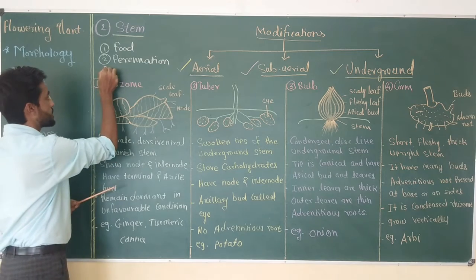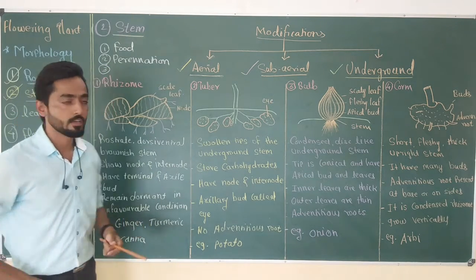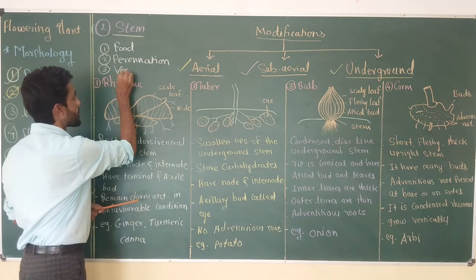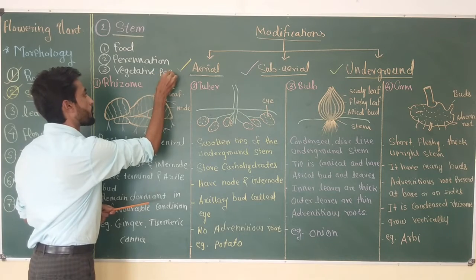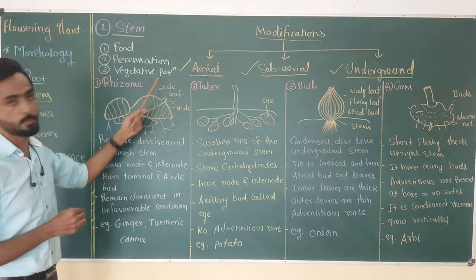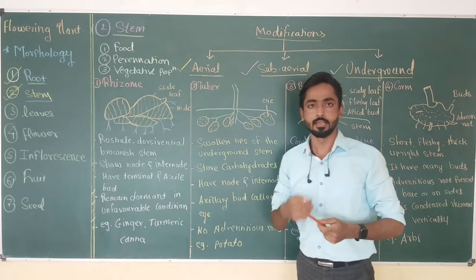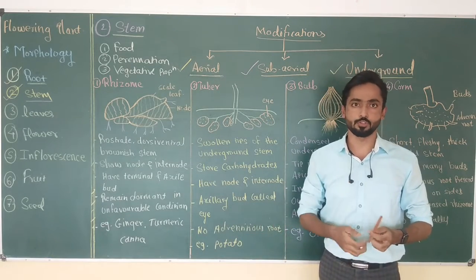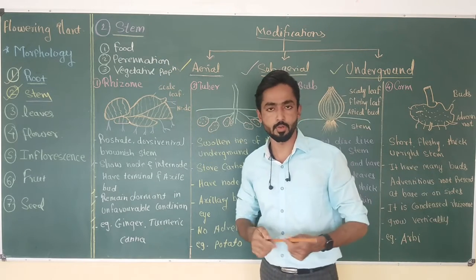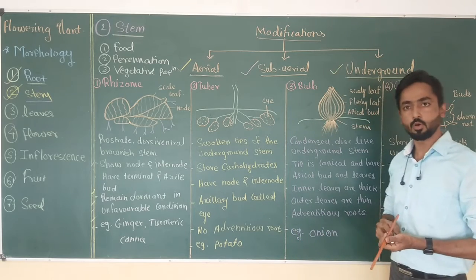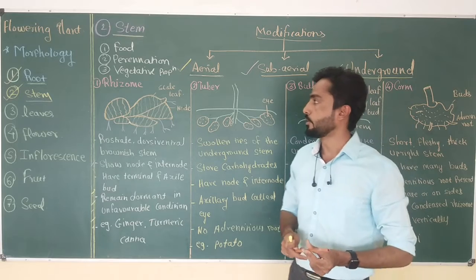While the third important function of the underground stem in angiospermic plants is vegetative propagation. Okay, that is vegetative reproduction. When this type of stem grows below the soil surface, it helps in the vegetative reproduction of the parent plant. Okay, so these three important functions are performed by the stem when they grow underground. Number one, food storage. Number two, perennation. And number three, vegetative propagation.